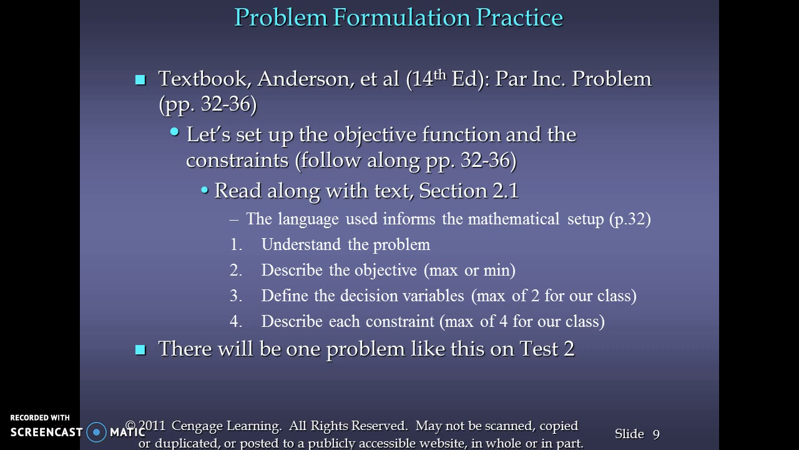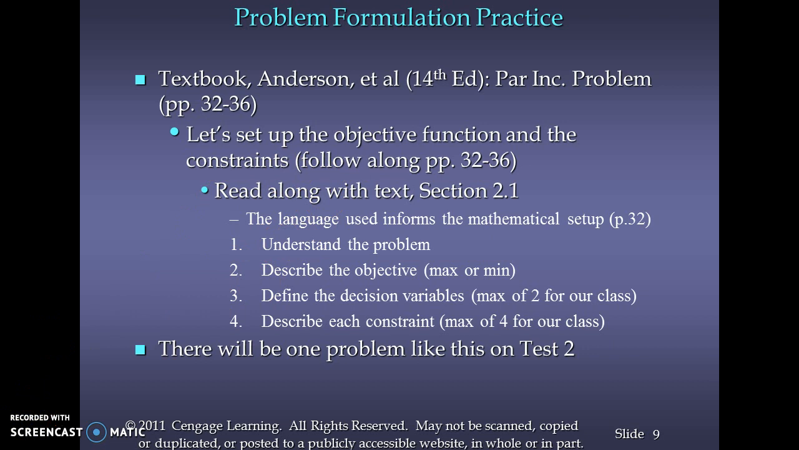Third, we're going to define the decision variables. We're going to keep things simple. I mentioned that in the case of Nabisco, there are thousands of decision variables. In the case of the TSA screeners, there was a dozen decision variables. We're going to keep it simple. We're only going to have 2 for our class, because of the graphical solution constraints as well as the computer constraint.